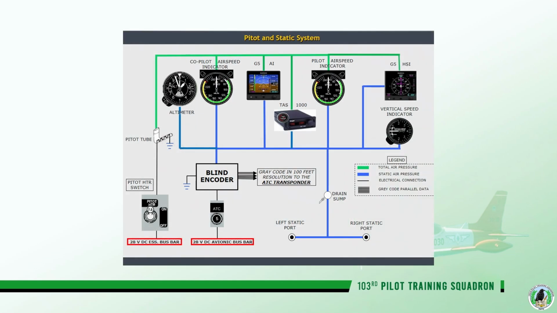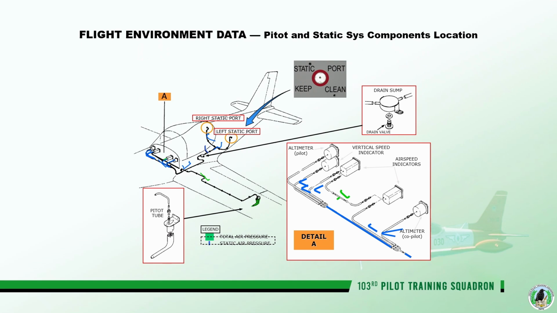Pitot-static system. This image shows the components of the pitot-static system, including the airspeed indicator, altimeter, and vertical speed indicator. It also shows the connections between the pitot tube, static ports, and these instruments.